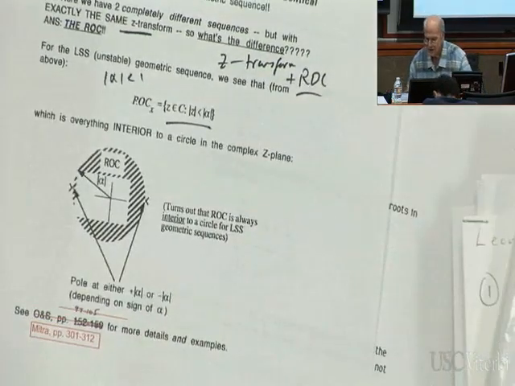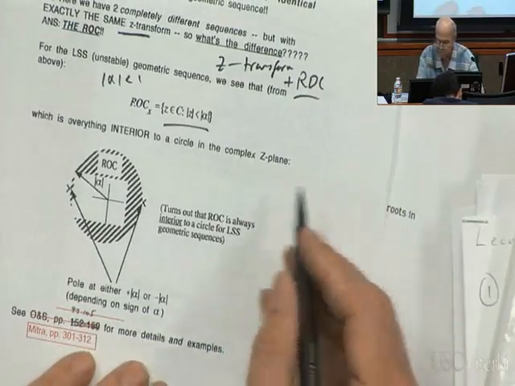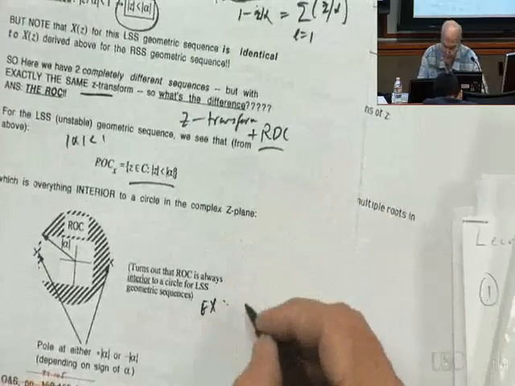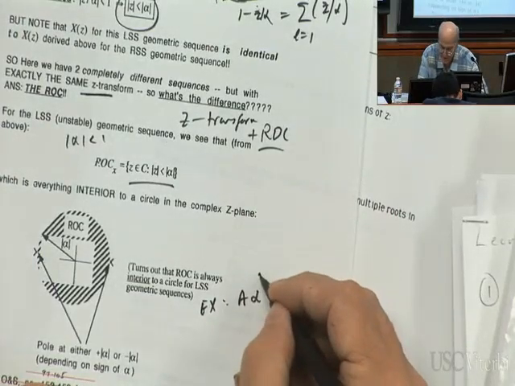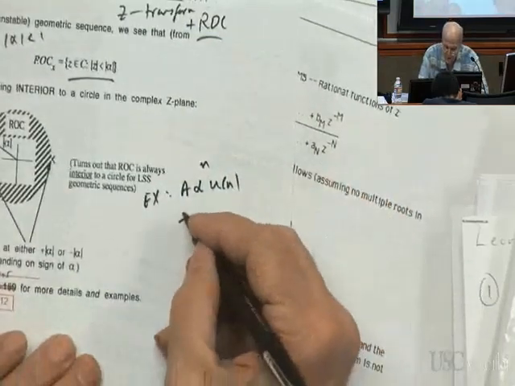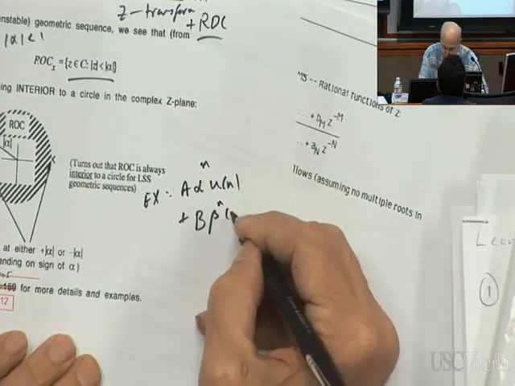Let me give you another example, just for the heck of it, while we're here at this point. I'm going to do x of n equals a alpha to the n plus b beta to the n. This is another right-sided sequence, but I'm going to give you a sum of two sequences. Give you something to think about, okay?